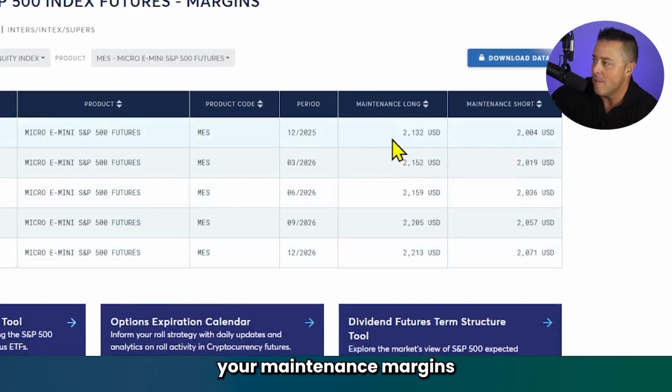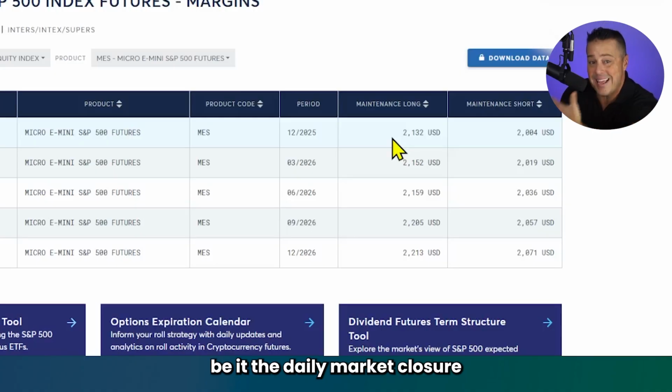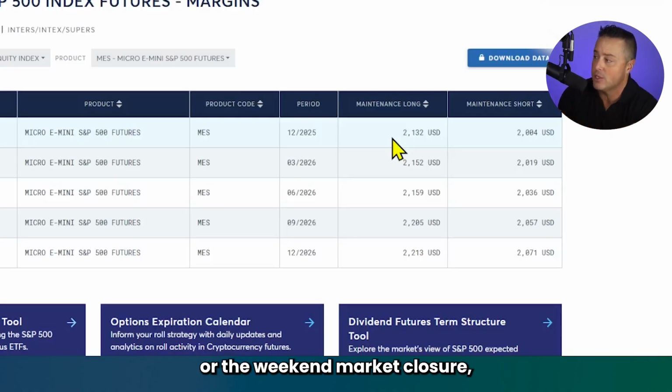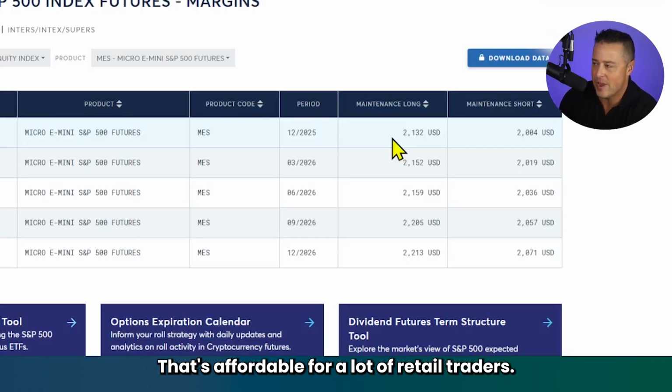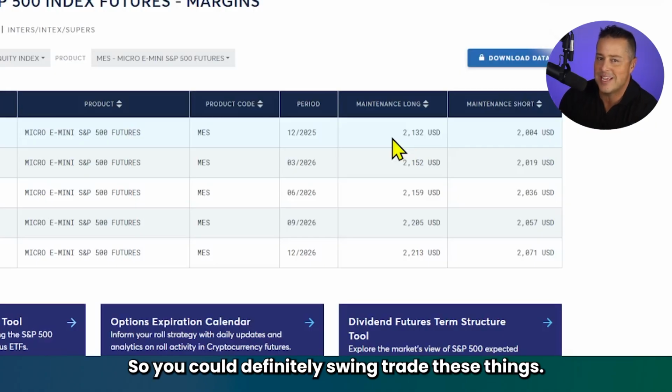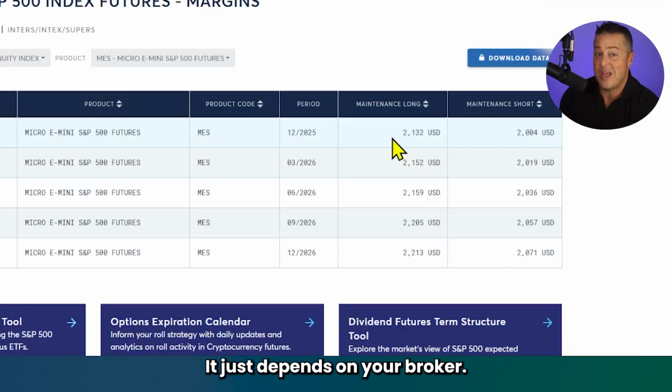You'll see right here, your maintenance margins to hold these contracts through a market closure, be it the daily market closure or the weekend market closure, is going to be only about $2,100. That's affordable for a lot of retail traders. So you can definitely swing trade these things. You don't just have to be an intraday trader. Typically, intraday margins are somewhere down around $100 a contract. It just depends on your broker.